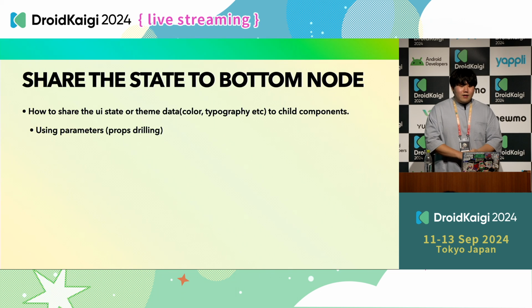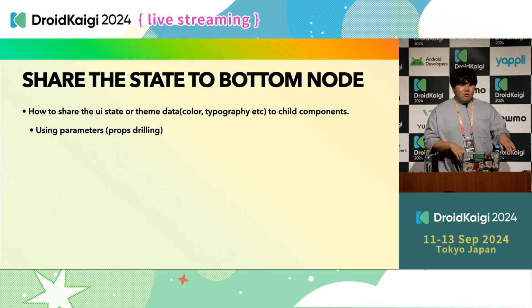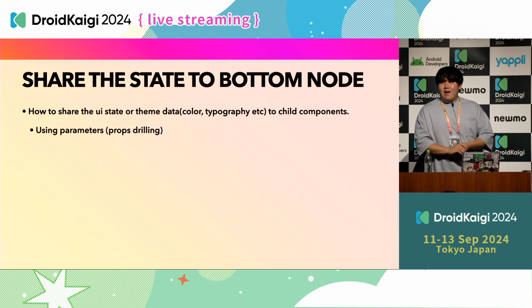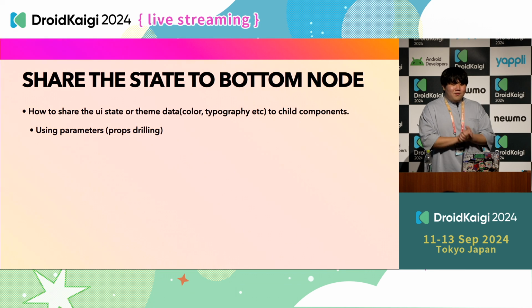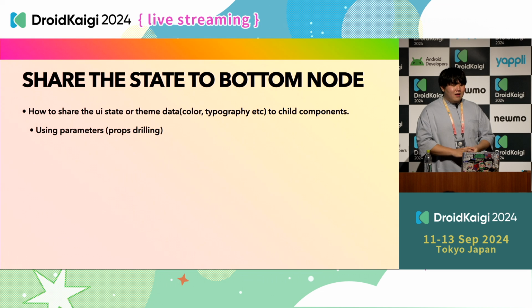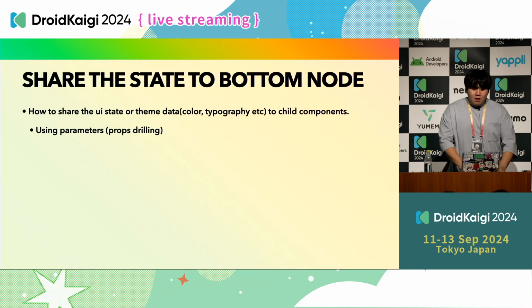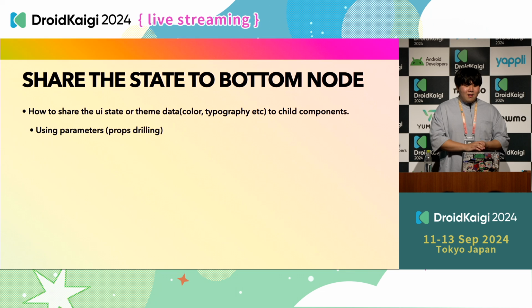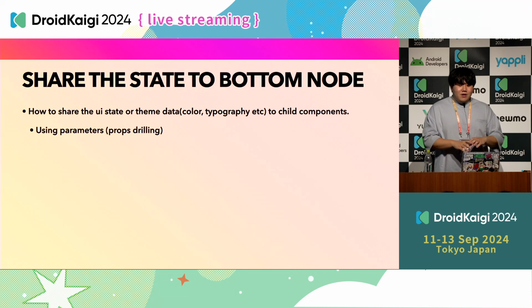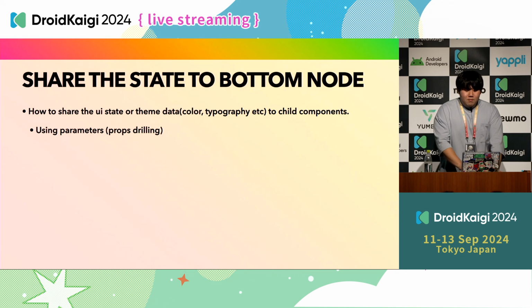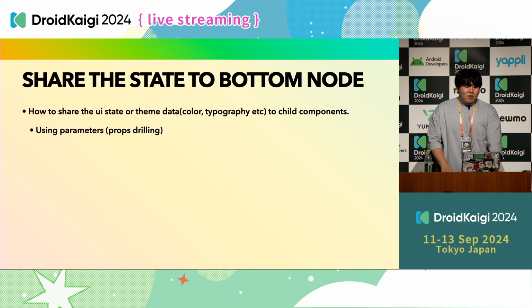The first solution that comes to mind is passing data through parameters or constructors. This approach is commonly referred to as prop drilling. The biggest advantage of this method is that it clearly shows which data is passed down to child components. It can make it easier to debug when errors occur. However, having to pass parameters through every component that uses the data can become repetitive and tedious. And it may negatively affect the readability of the code.